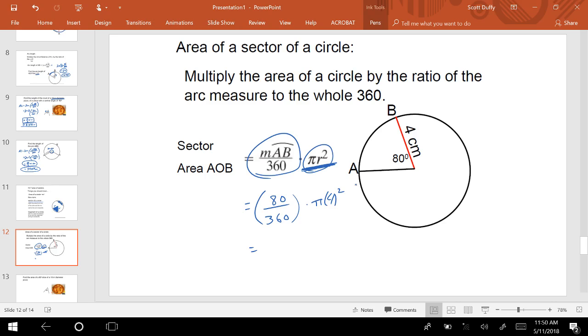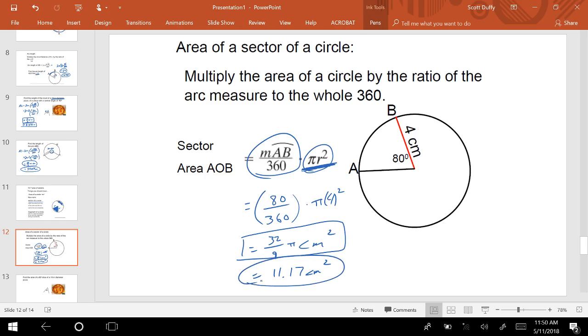You get 3.55. You can turn that into a fraction with your calculator. You get 32 over 9 pi centimeters squared. You can actually multiply the 32 over 9 by pi, and you get 11.17 square centimeters. Same answer.